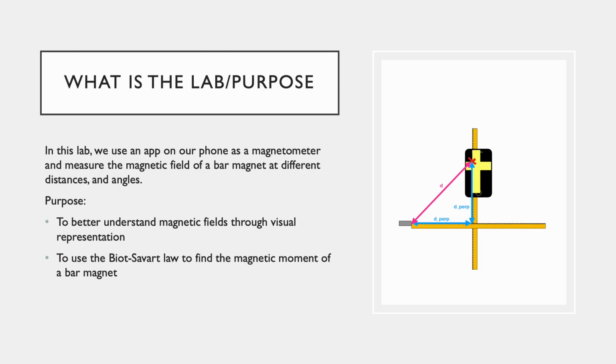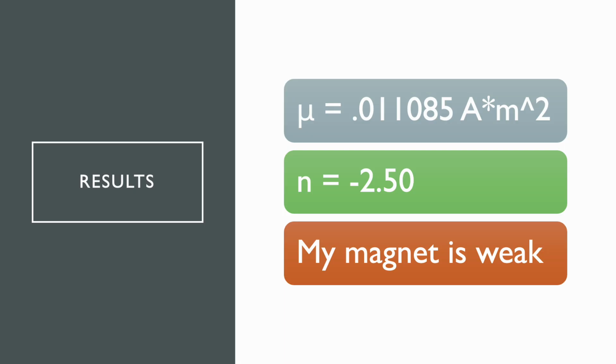So what is the lab? In this lab, we use an app on our phone as a magnetometer and measure the magnetic field of a bar magnet at different distances and angles. The purpose is to understand magnetic fields with visual representation and to use the Biot-Savart law to find the magnetic moment of a bar magnet.